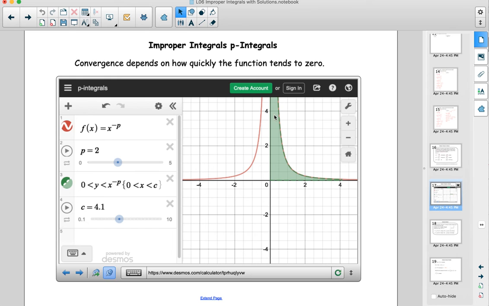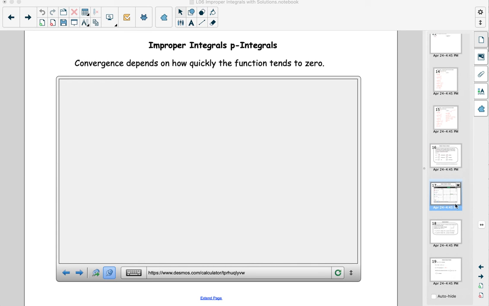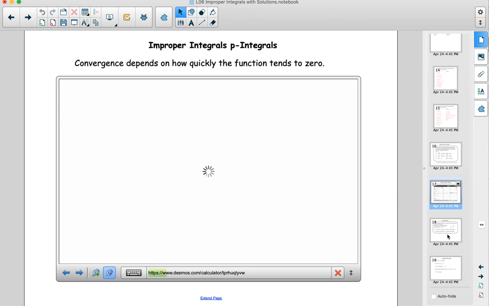Let's zoom in a little bit here. We're getting the area from 0 to 4 diverging, and the area from 4 to infinity is converging. So that's what this is telling you, the improper integral of p integrals. It's telling you when to expect convergence and when to expect divergence, and it all depends upon the value of p. I tried to illustrate that for you right here on this little Desmos sketch.